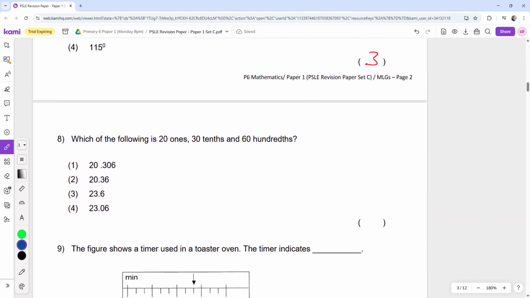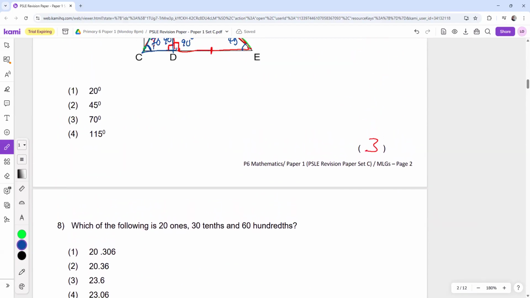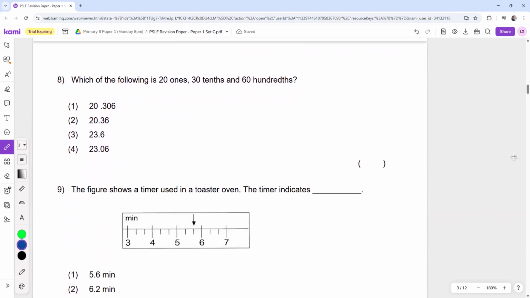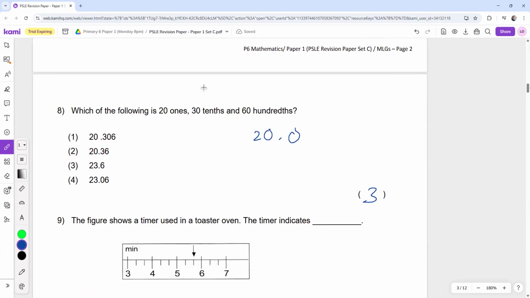Okay, let's go to number 8. Do you get the answer correct? For all these are 1 mark, 1 mark, so quite easy. Question number 8, answer number 3. And don't do mental sum. If you get it wrong, most likely you have been doing mental sum and you thought it was the answer. 20 once, 20. Change it to a decimal, 20.0. 30 tenth is not 30. It's 30 divided by 10.